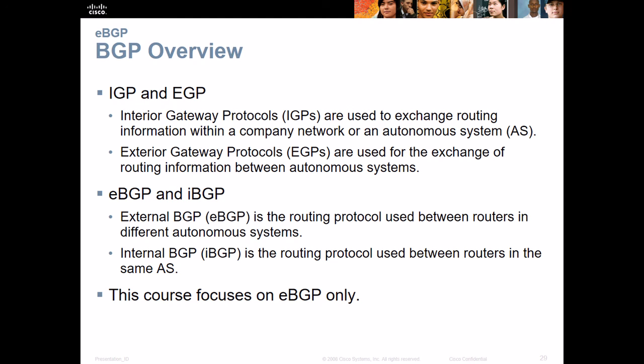Although with EIGRP we do use an autonomous system number, it's really not an autonomous system number. When you type in router EIGRP, let's say 20, that 20 has to be the same for all the routers. That means it has to be in the same autonomous system number.